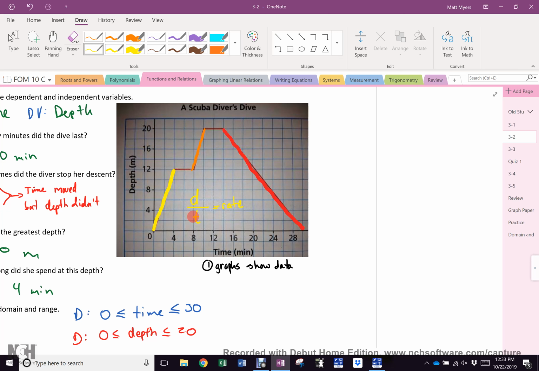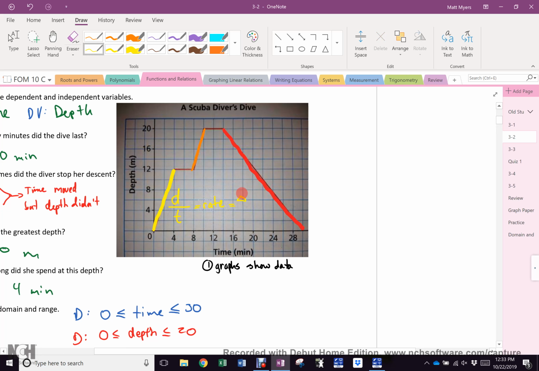Now, let me ask you this. Can you ever have any other kind of rate? Yes, as long as you divide the change in the, I gotta slide this over a little, sorry everyone.